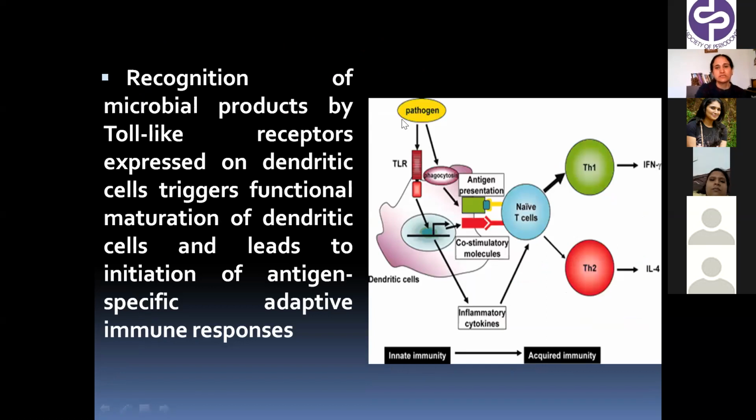Now this is the pattern of how T cells are elaborated. This is the pathogen which is taken up by the dendritic cell. It is displayed on the surface of the antigen presenting cells in collaboration with the MHC class 2 proteins. These naive T cells attach to that and they will differentiate into different types.